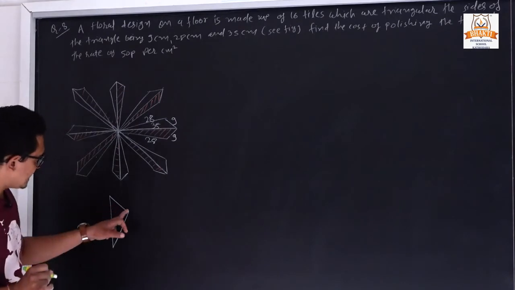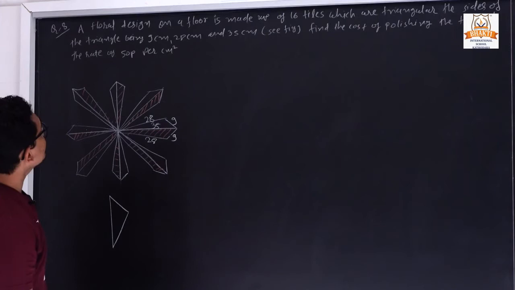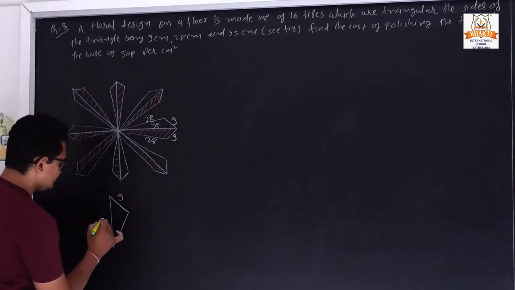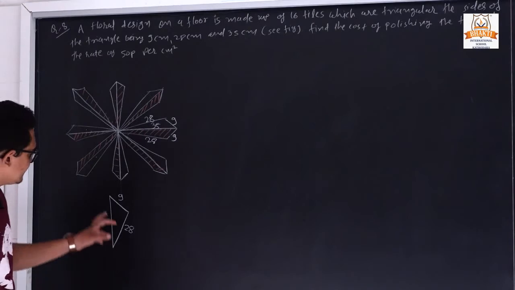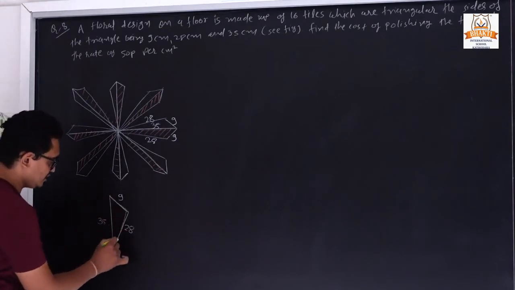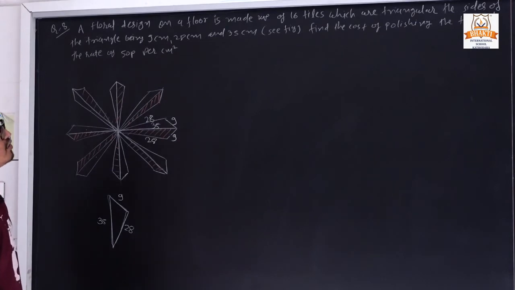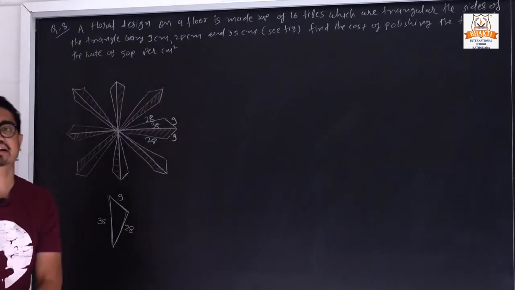So it is one tile, it is in a shape like that, and the triangle sides are 9, 28 and 35. So it is a triangle shape. Clear? It is a kind of triangle shape because it has 3 sides. See the figure. Find the cost of polishing the tiles. The rate is 50 paise per centimeter square.